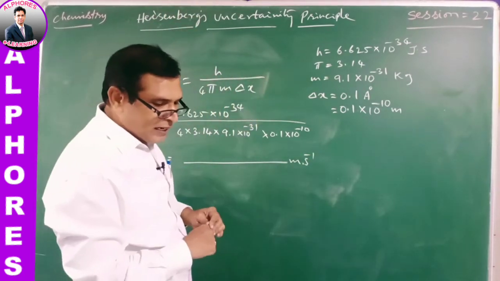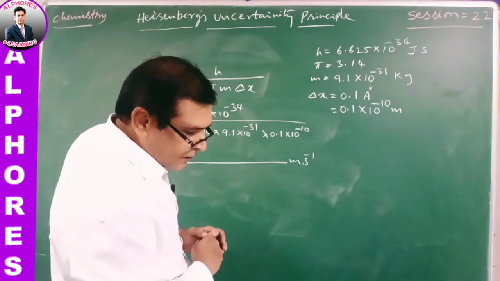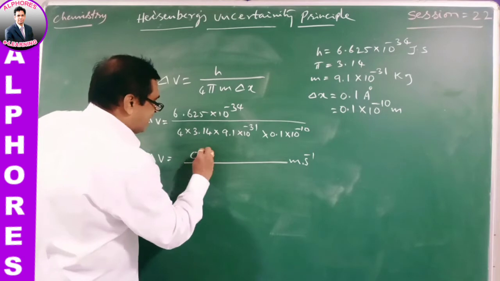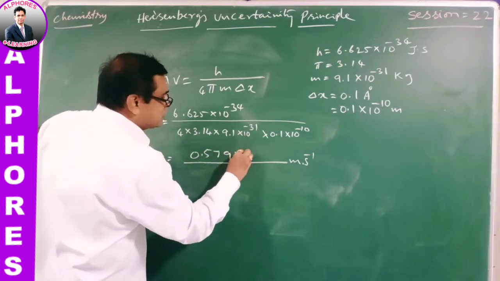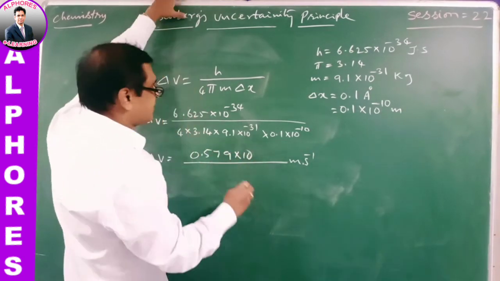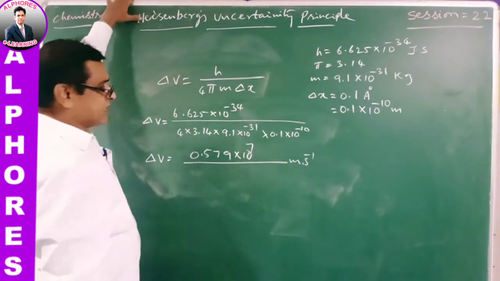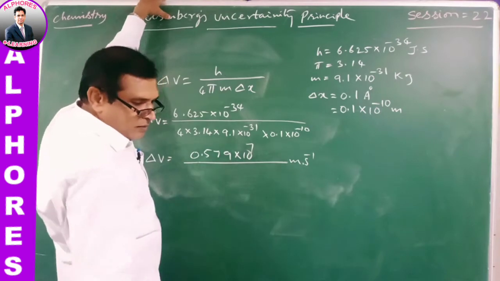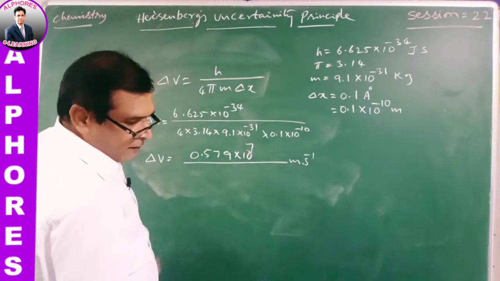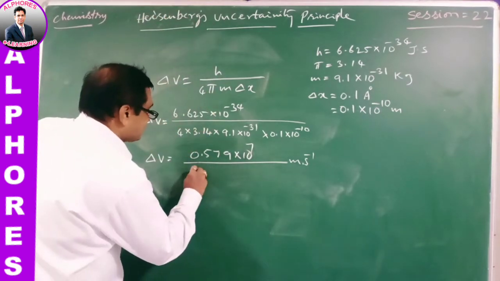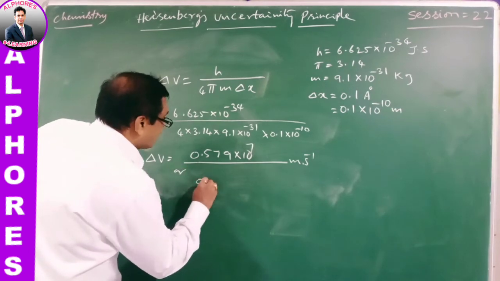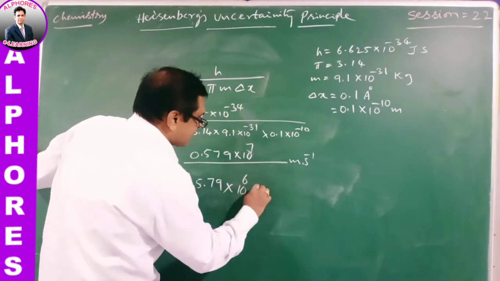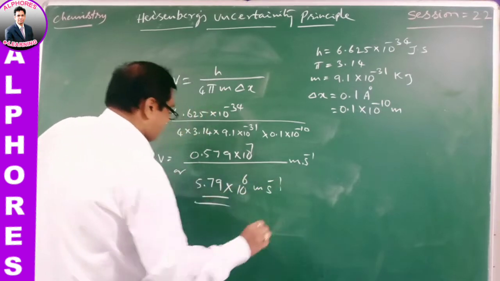The final answer will be 0.579 into 10 to the power 7 meters per second, or 5.79 into 10 to the power 6 meters per second.